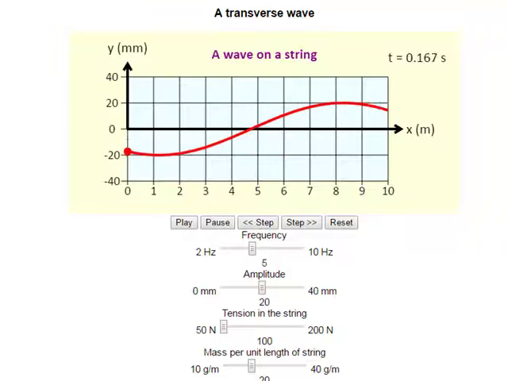Pause. Here we have an example of a wave on a string, or a transverse wave. Notice the medium is moving up and down. Remember, the medium is the material that the wave is traveling through, but the wave itself is moving from left to right. Kind of follow that along. The medium is moving perpendicular to the direction that the wave is propagating through the material.